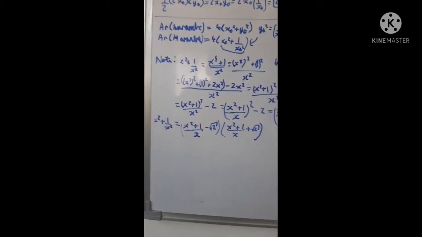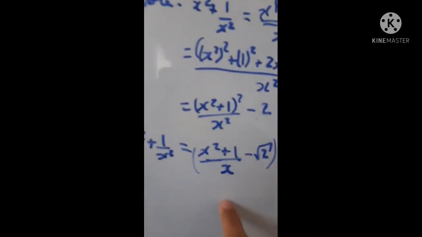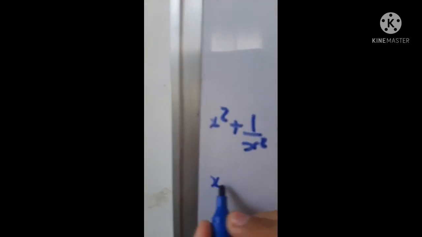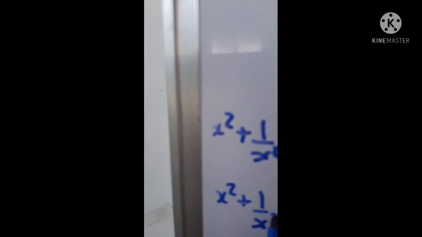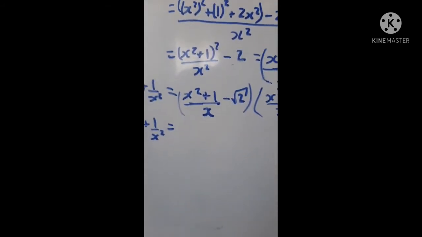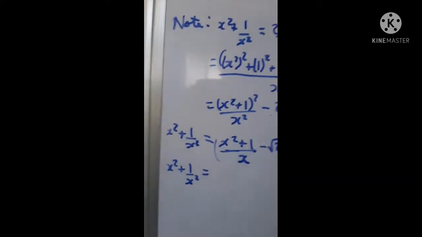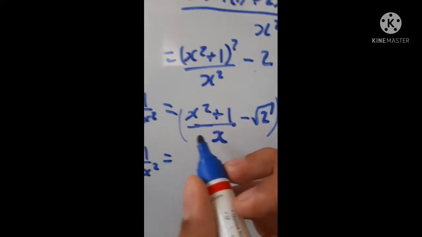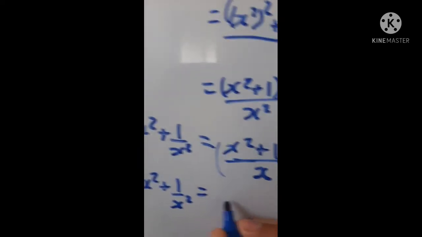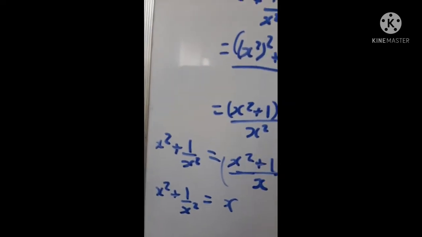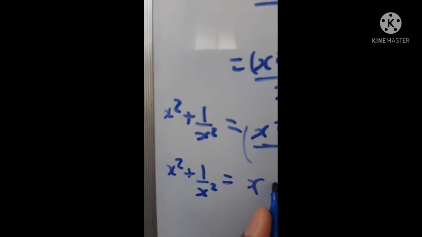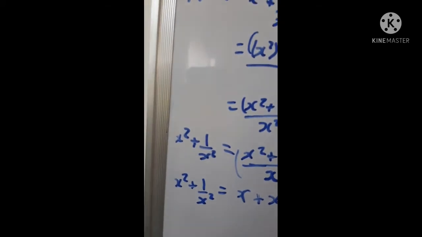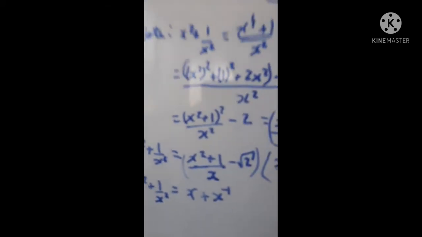Let's see. Now, we can simplify this a bit more, I think. Okay, we can make it more neat, right? That's our original expression, right here. That would be equal to, okay, so let's see how we can simplify this one. x squared over x would be just x, plus 1 over x, that would be plus x to the minus 1, that's the inverse. And then minus root 2, so let's bring that in.